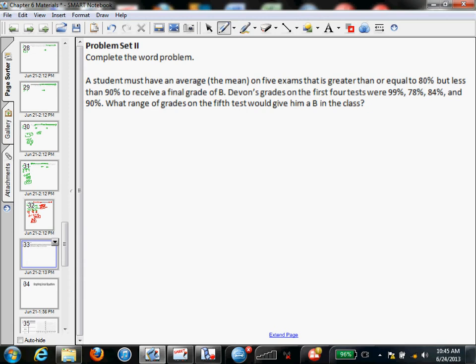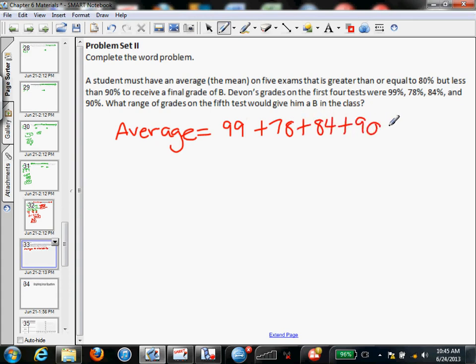Okay, so average, if you haven't studied it already, we have to add everything together and then divide by the number of things that we added. So for this, we're going to have an average is equal to all these test grades. So we have 99 plus 78 plus 84 plus 90 plus x. And if you count the number of things that we added, 1, 2, 3, 4, 5, we're going to divide by 5.